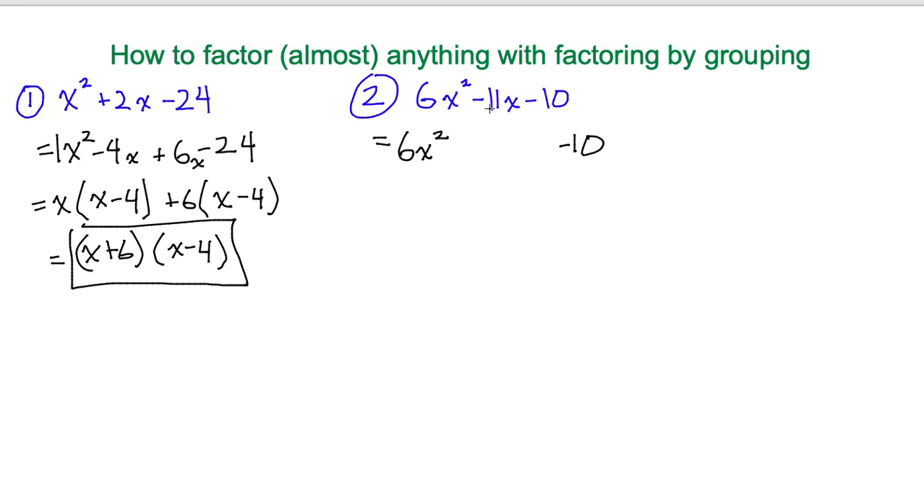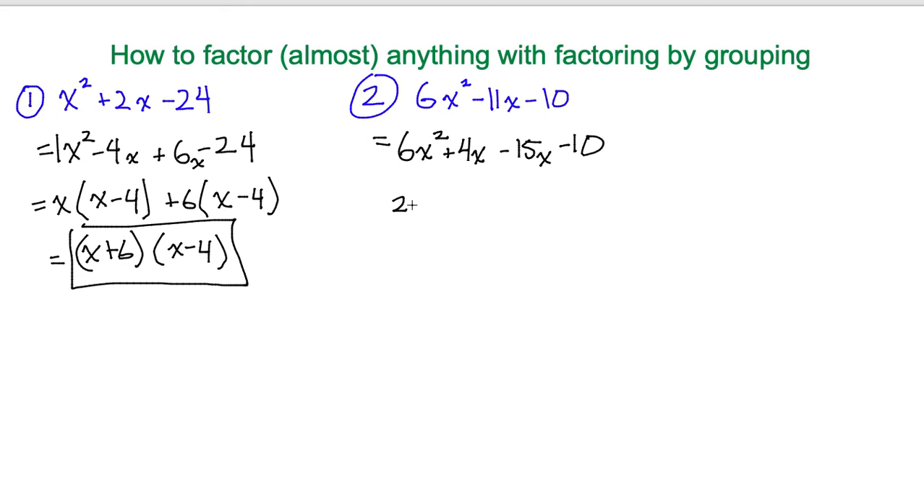So try going, oh yeah, 15 and 4. 15 is bigger, so it goes with the bigger. So 15 goes there, 4 goes here. And I need to make a negative 11x, so negative and positive. And then from here, it's just factoring out the greatest common factor.